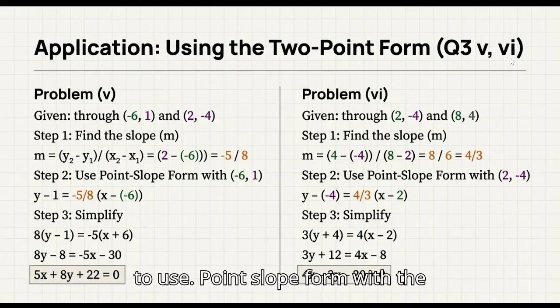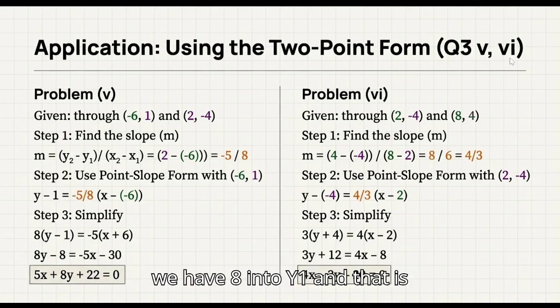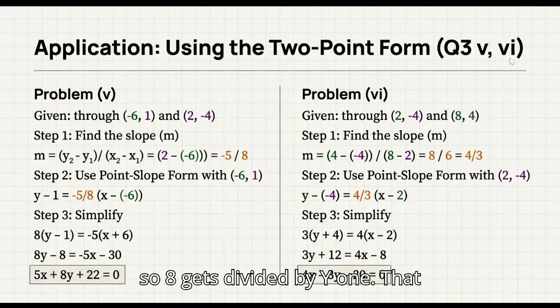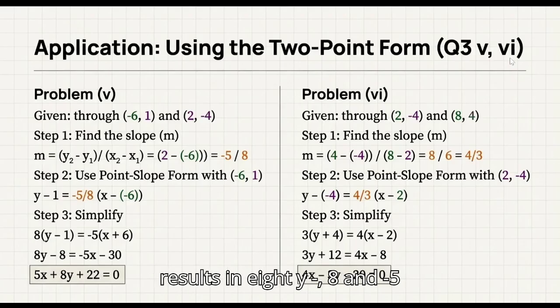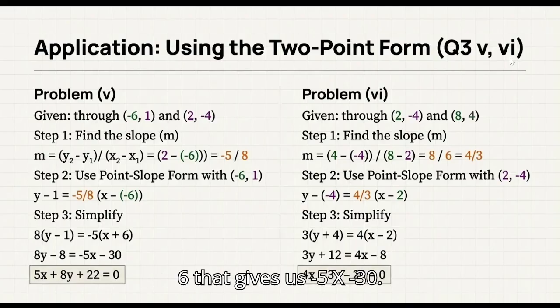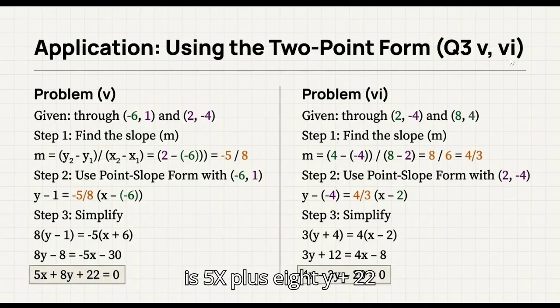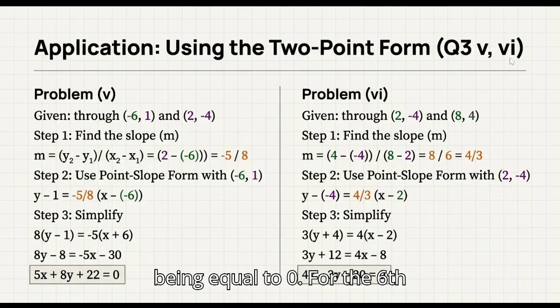Now we are going to use point slope form with the first point, which is (-6, 1), and then we are going to simplify that. So here we have 8(y - 1) = -5(x + 6). Okay, so 8 multiplied by (y - 1) results in 8y - 8, and -5 gets multiplied with the term (x + 6). That gives us -5x - 30. So our final equation for problem 5 is 5x + 8y + 22 = 0.